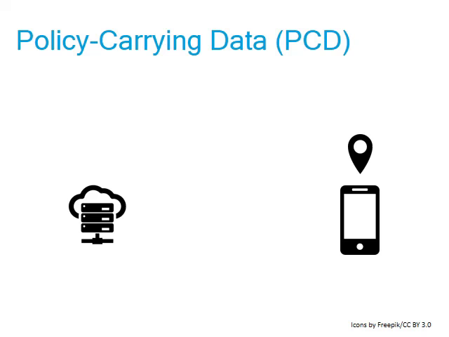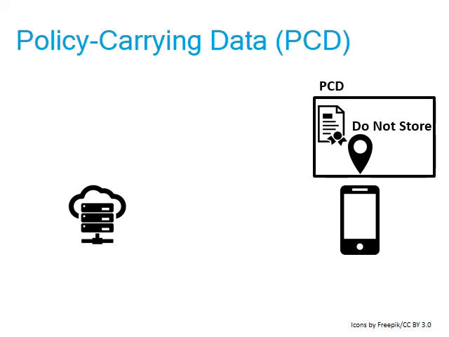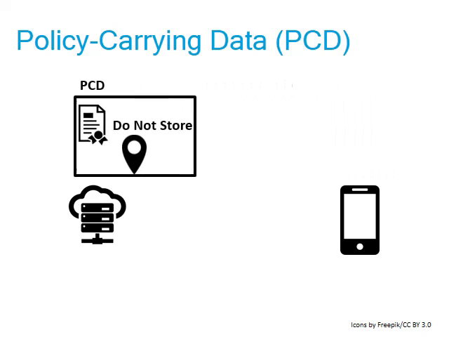Here's an animation of how our abstraction, called Policy Carrying Data, works. The mobile user on the right-hand side wants to upload a GPS reading to the cloud. This reading is put inside of an envelope. The envelope is a digital envelope that also contains the terms of service. In this example, the terms of service say, please do not store my GPS reading. And this digital envelope is sent to the cloud.